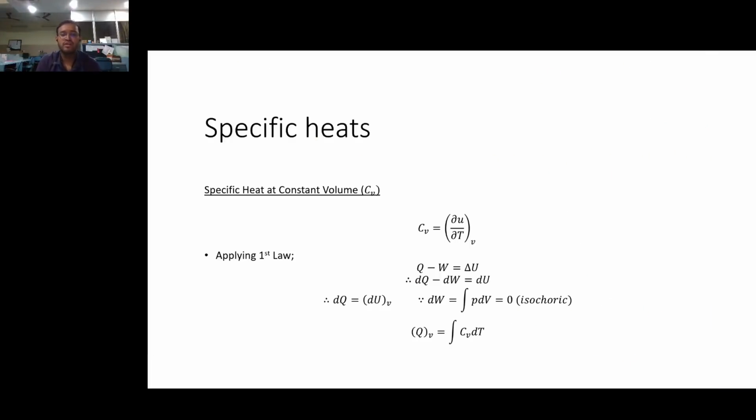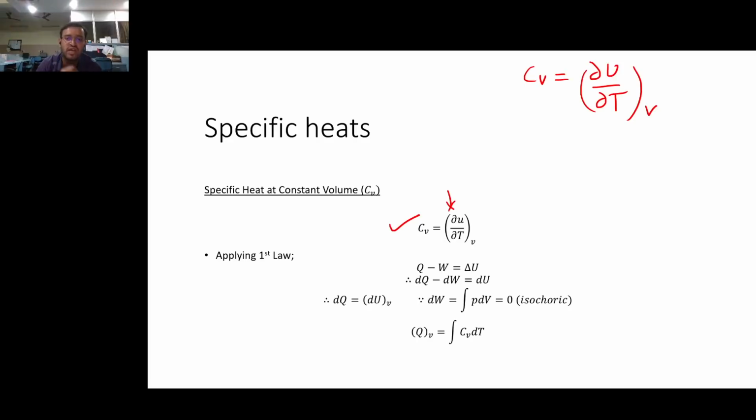So you have specific heat at constant volume. Mathematically, as I've just mentioned, Cv is equal to dU upon dT at constant volume. This is a way of writing partial derivatives. I'm sure you'll know this from your other classes.